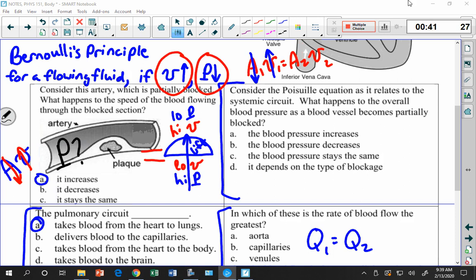All right, y'all are pretty much evenly matched between A and B. What does Bernoulli's Principle say? If the velocity goes up, what happens to the pressure? No, say it out loud. Sorry. But ask your neighbor, if the velocity goes up, what happens to the pressure? And so what's going to happen to the pressure right here in this artery?